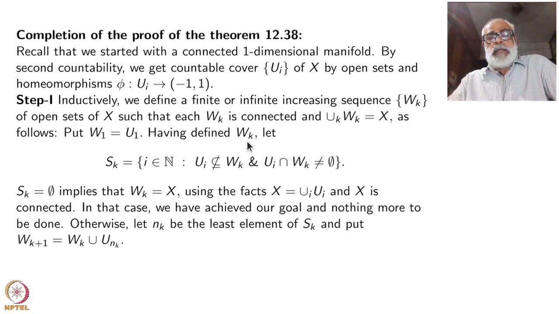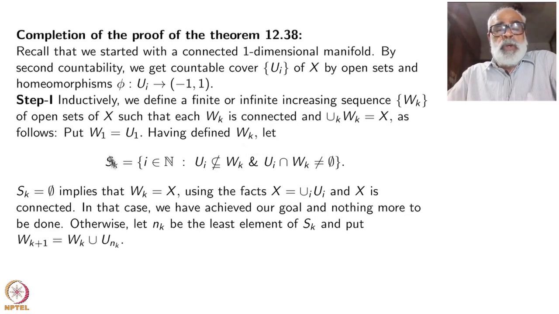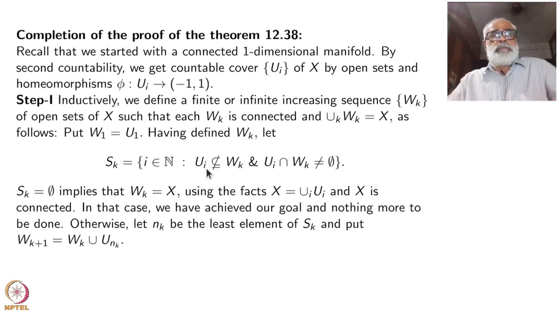Having defined W_k, what am I going to do? Look at all those U_i which are not contained inside W_k, and which intersect W_k. So W_1 is defined. What is this S_1? S_1 is the set of all those indices i in N such that U_i is not contained inside U_1, and U_i intersection U_1 is non-empty. Now suppose none of them intersect it at all. That will contradict the hypothesis that X is connected. Therefore there must be some U_i which intersect.